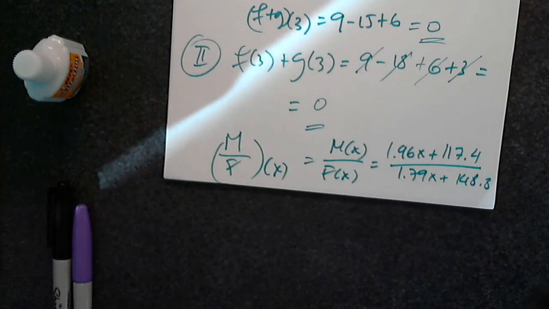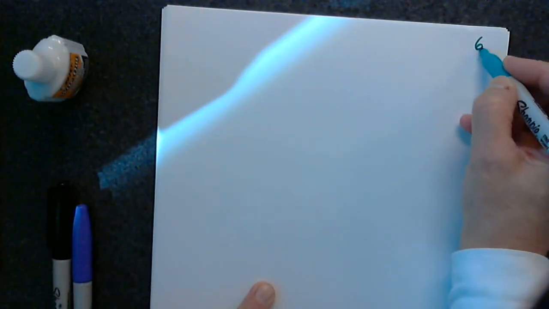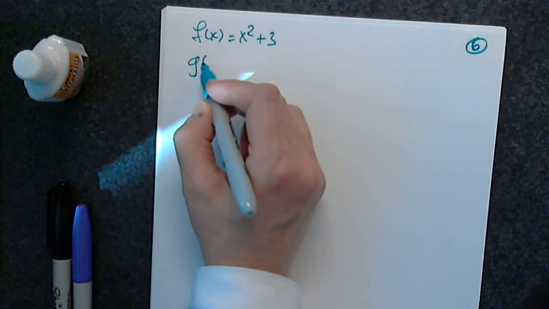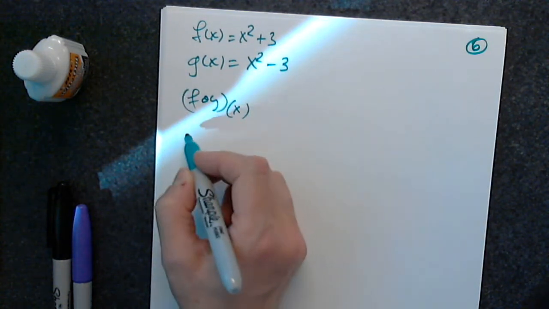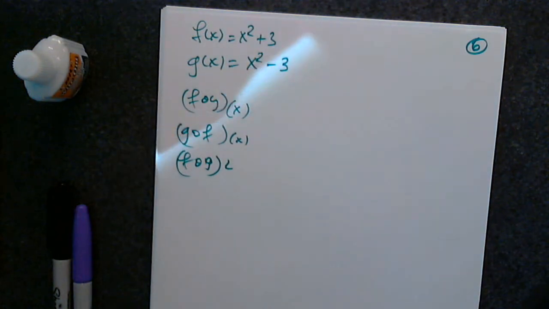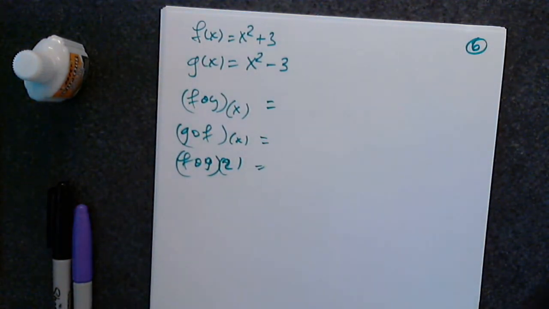Okay, so I will choose this one. Okay, so we have f of x equals x squared plus 3, and g of x equals x squared minus 3. We're asked to find f of g of x, g of f of x, and also f of g of 2. Okay. Remember, when we talk about function composition, we're not worried about the common domain. If they have a common domain, fine. If they don't, fine too. It doesn't matter.